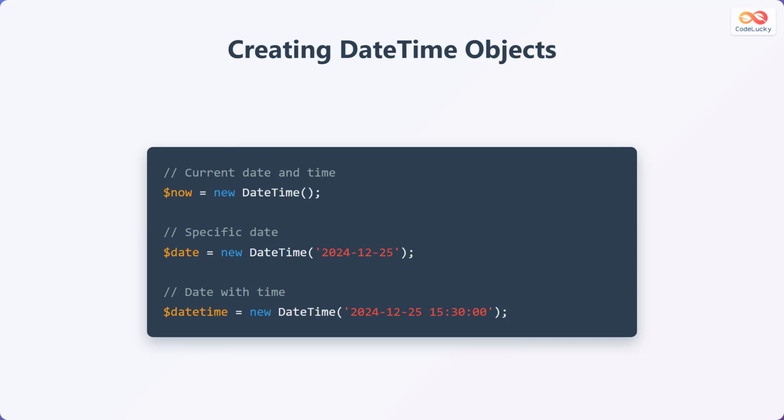To create a DateTime object for a specific date, pass the date as a string to the constructor, such as 2024, December 25th. You can also include the time, such as 2024, December 25th, 15 hours, 30 minutes, 0 seconds.